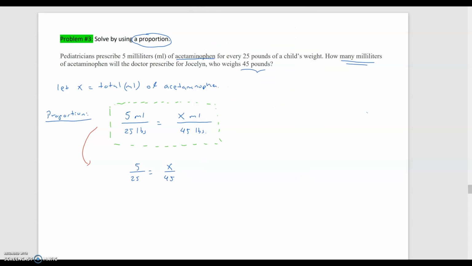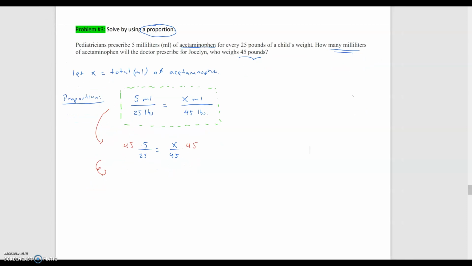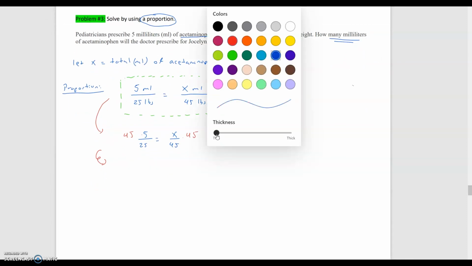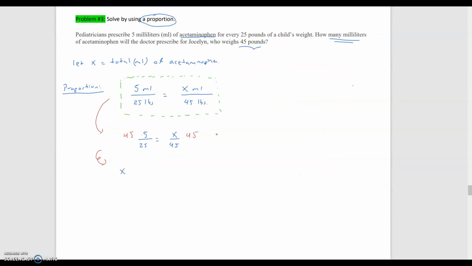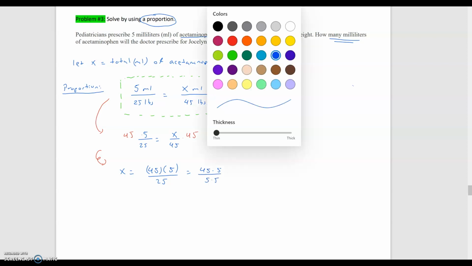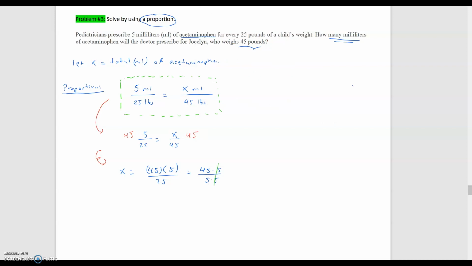And then at this point, let me multiply times 45, multiply times 45. And also let me flip it so that we have the x on the left hand side. So you're going to have x is equal to 45 times 5 over 25. And let me start with the cancellation of the 5s. So this will be 45 times 5 over 5 times 5. And here we can cancel the 5s.